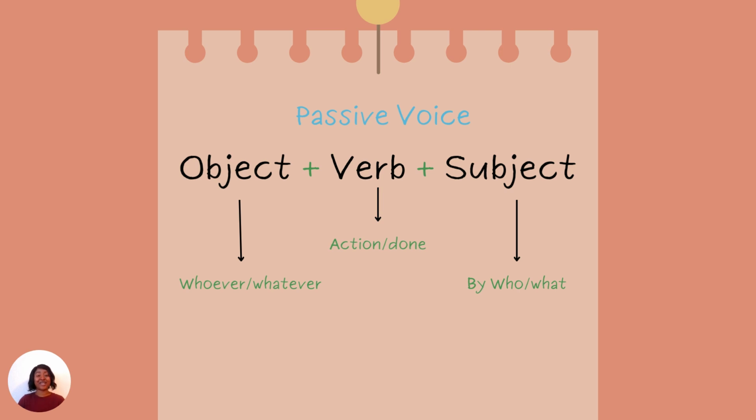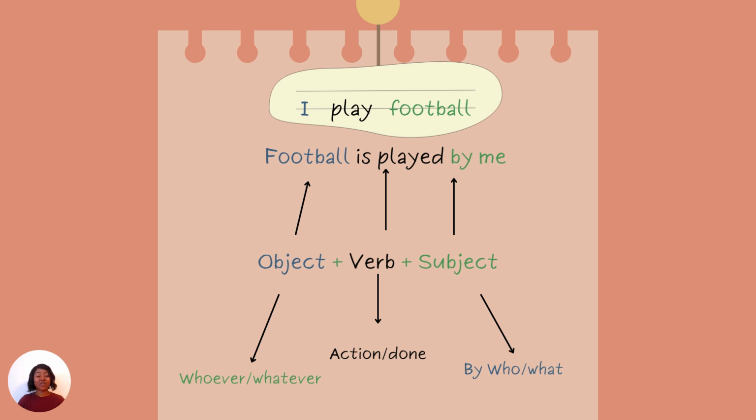Okay, let's look at some examples. If you remember, we had our active sentence, I play football. To change this to a passive sentence, we swap our object and our subject. Football is played by me. So the object is a something, is having an action done to them, is played by a who or a what, by me. So I play football becomes football is played by me.